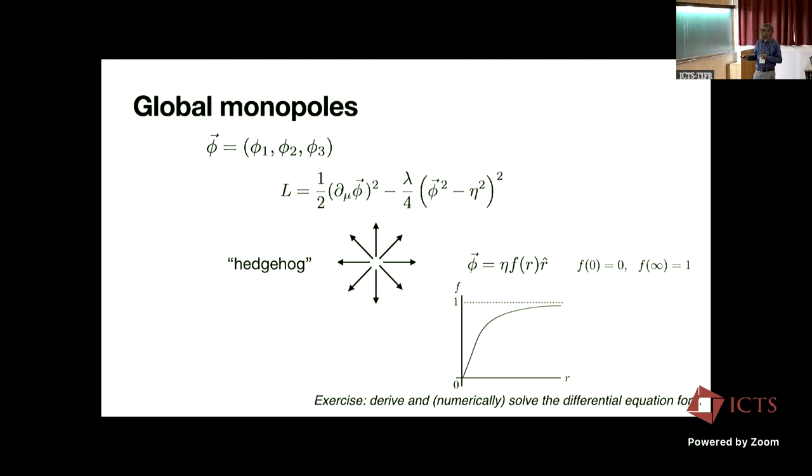In this case, you can write the equations of motion, and you can write phi to be eta times some function f of the radial coordinate, and then pointing out in the radial direction over here. And there are boundary conditions you have to impose, that f(0) is 0, because somewhere the field has to vanish, and that at infinity it is 1, and then you find some solution. If you wish to do the exercise, this is a simple exercise. You can find the exact profile. There's no analytic solution, but there are good approximations that can be made.